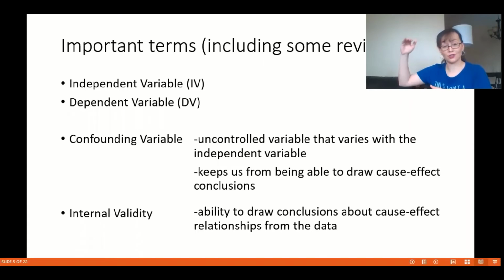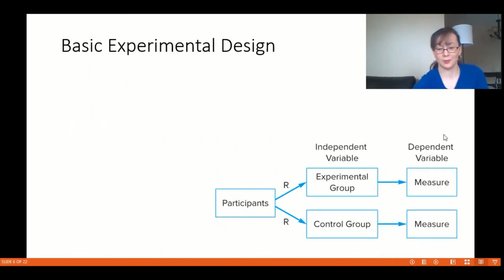So we have high internal validity if we have a strong ability to draw cause-effect conclusions from our data. We have a low internal validity if we have problems with drawing those kinds of conclusions. And since confounding variables are going to cause problems with drawing those kinds of conclusions, it means that our study will have low internal validity if we have confounding variables. So we'll move from here to thinking about some basic experimental design.